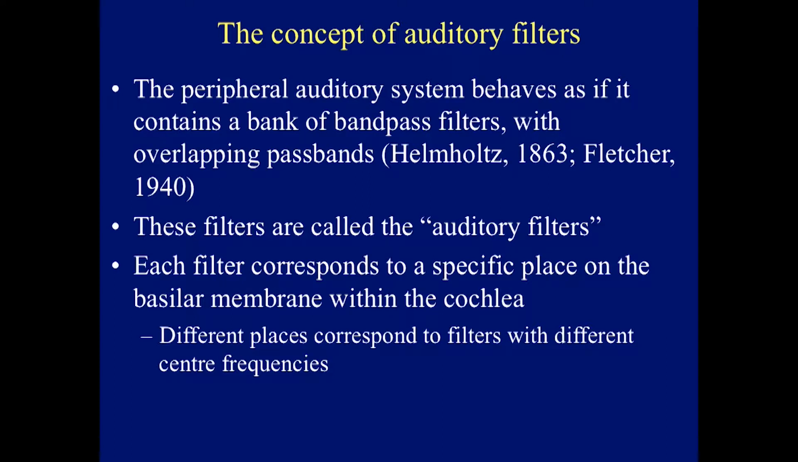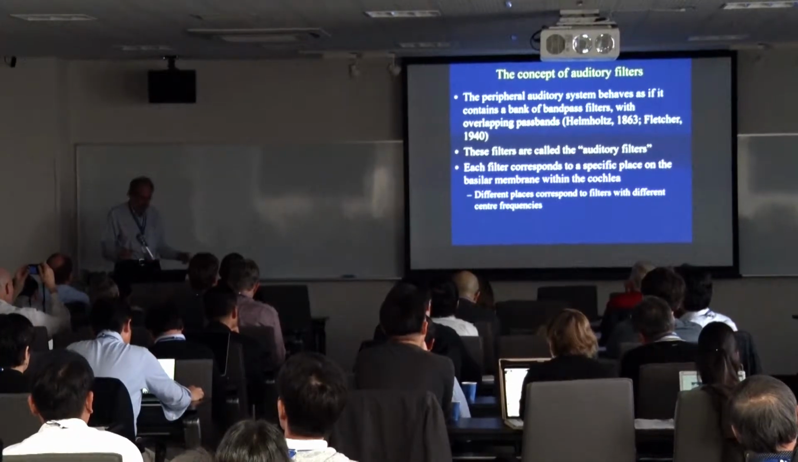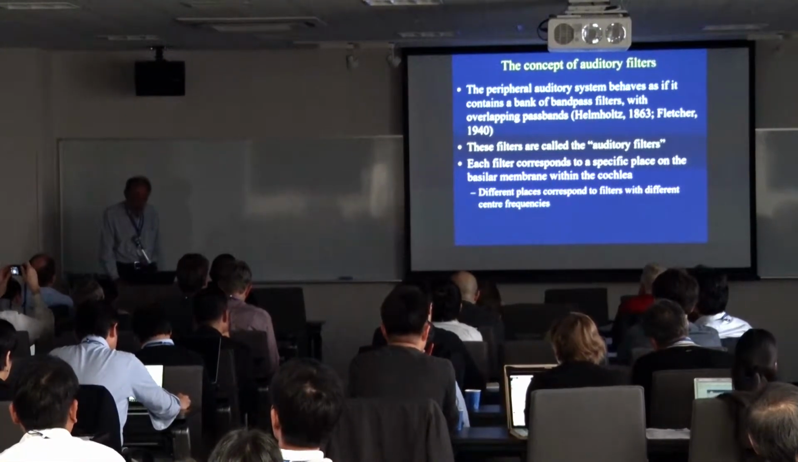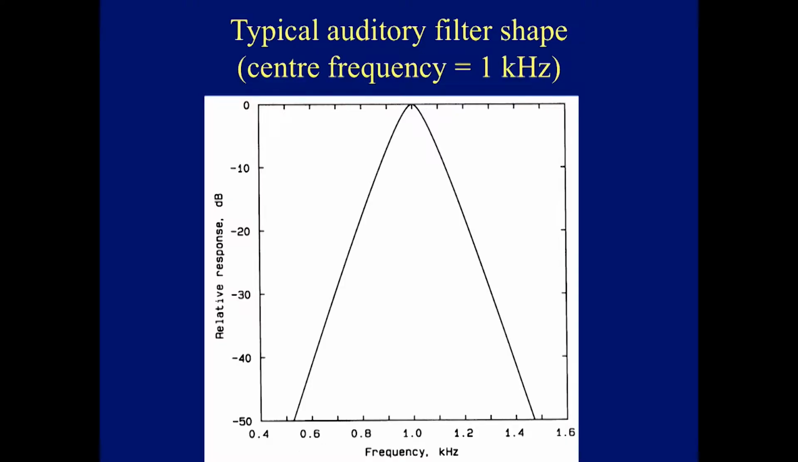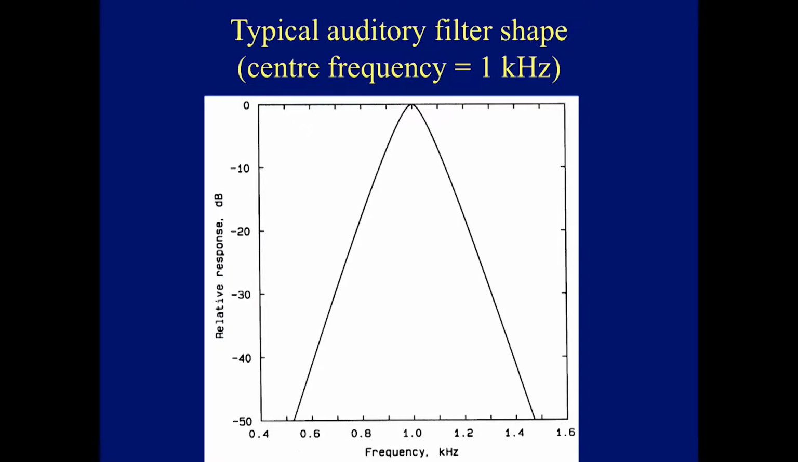And to do that, he decided he needed to understand how the auditory system worked. So we call these filters the auditory filters, and we think that each auditory filter corresponds to a specific place on the basilar membrane within the cochlea, and different places correspond to filters with different center frequencies. And here's a typical shape of an auditory filter centered at 1 kilohertz. This is just showing its relative response, arbitrarily plotted with 0 dB at the tip. And this is based on psychophysical measurements using the notch noise method, and I'm sure many of you are familiar with that.